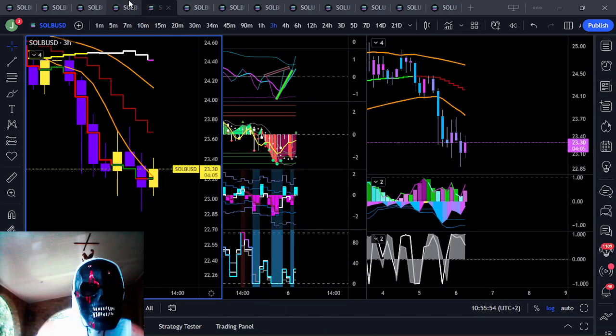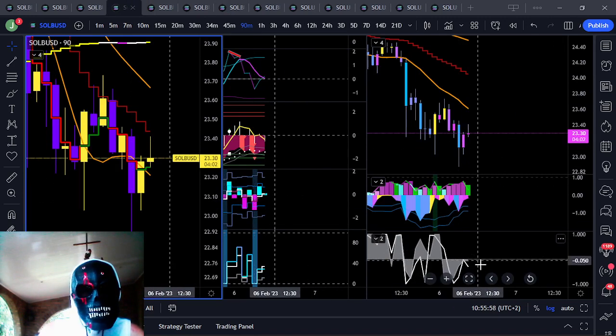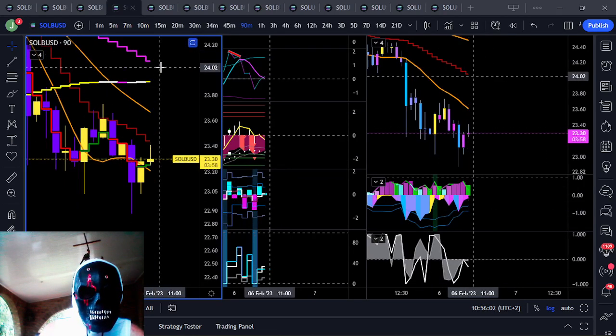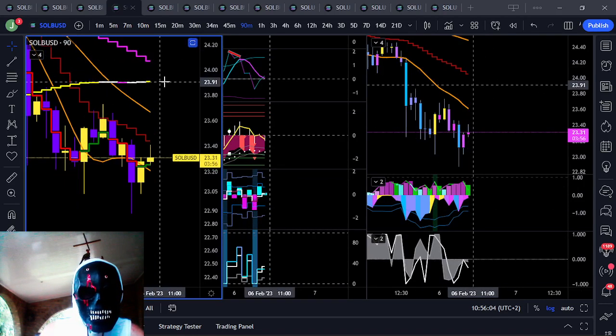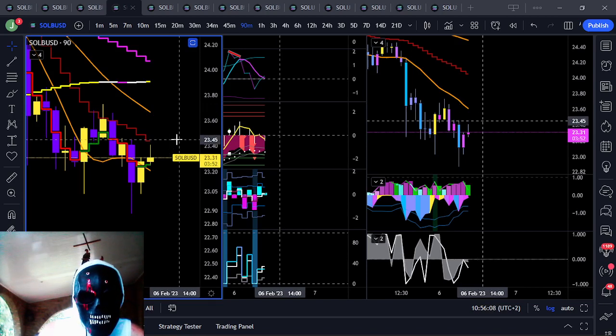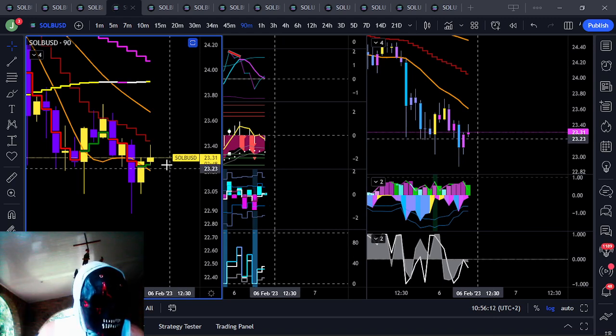Alright, so we're gonna see what negates this, 30 minutes. Looking like it's the 90-minute with some negative drift. It's easy to flip this candle. And just these are intraday targets now. So 24.08, 23.91, 23.68, 23.45, 23.25, and 23.21.